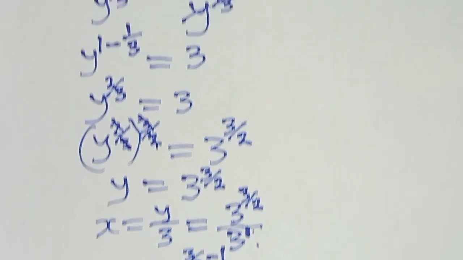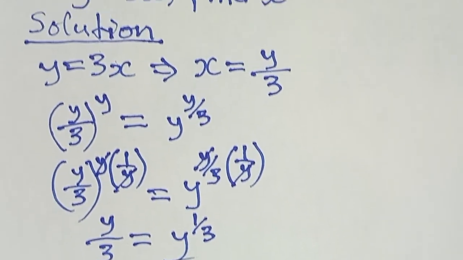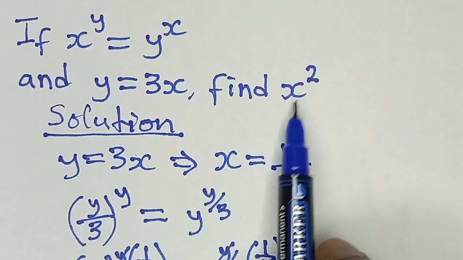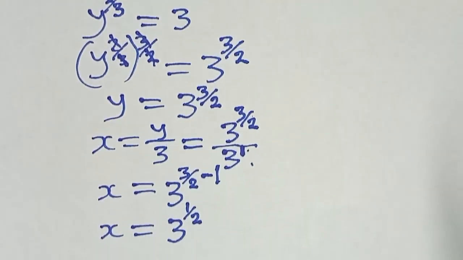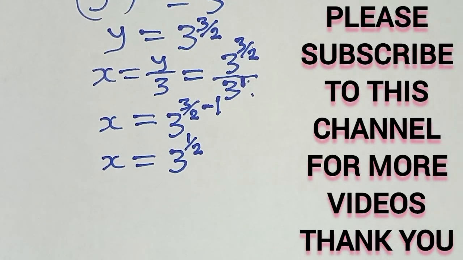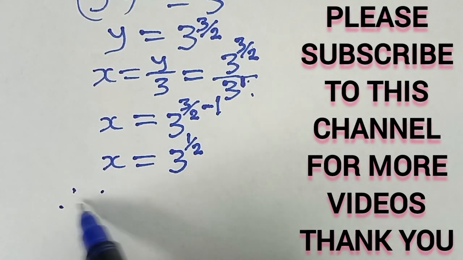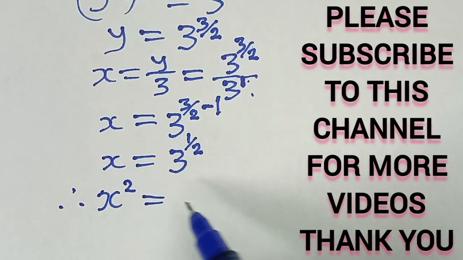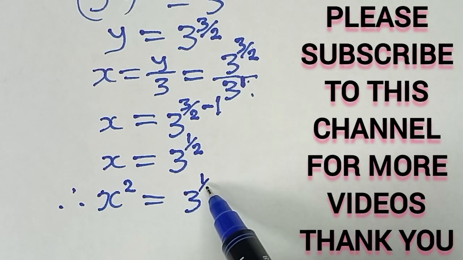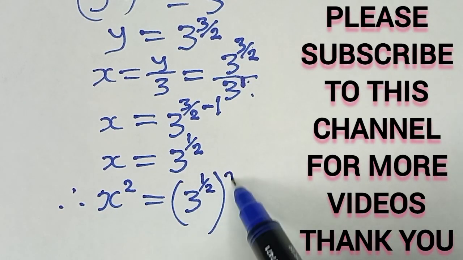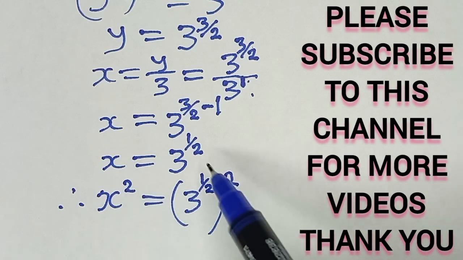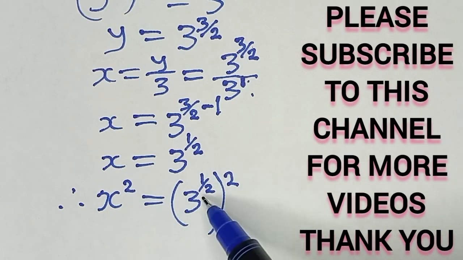But do not forget, the question asks us to find the value of x squared from the very beginning. We have to look for x squared. So now that we know the value of x, we just simply square that value of x to get x squared. So I'm going to say, therefore, x squared, when we square this side, we also square this side. So it will be 3 to the power half all squared. So x is this. So we have squared x, that's to the power 2. So we also do the same to this side. So we also square this part.